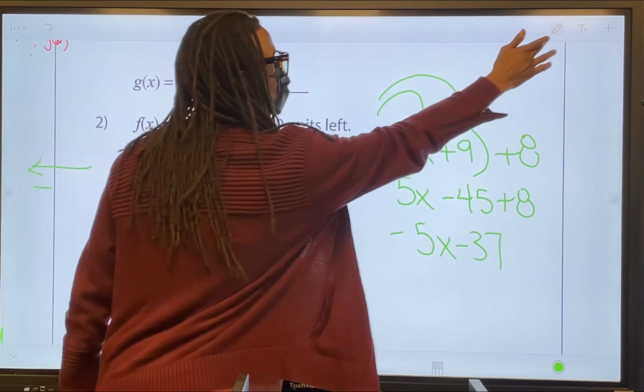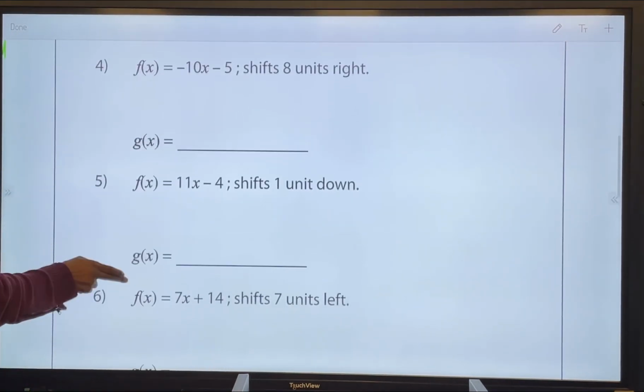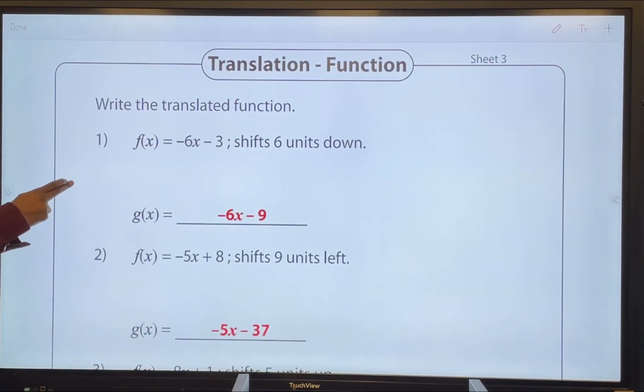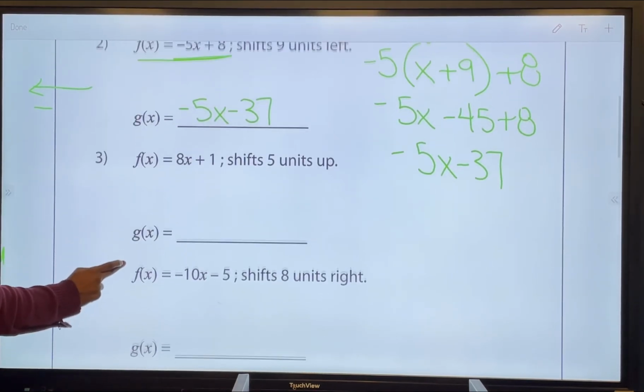Let me double check that. Pause, y'all. Don't write it yet. Let me double check it. Nice. Still got it. All right. You had a question back there, right?